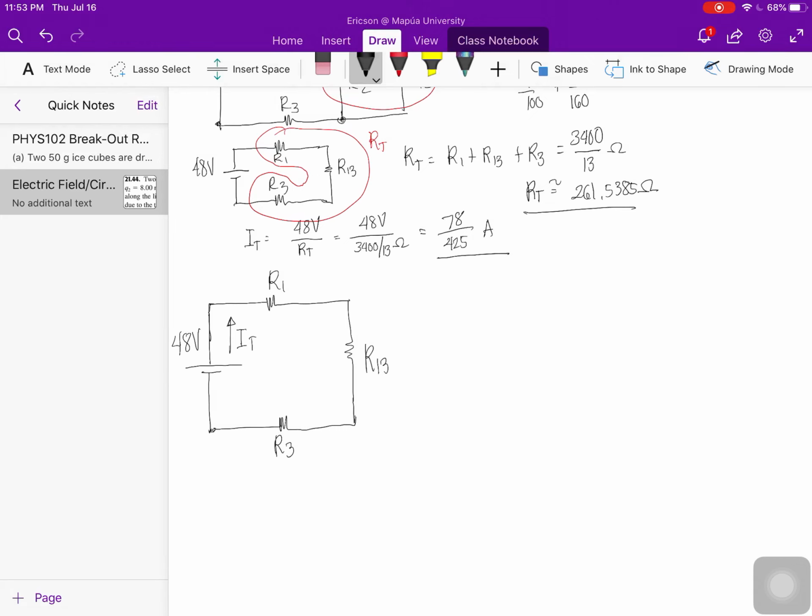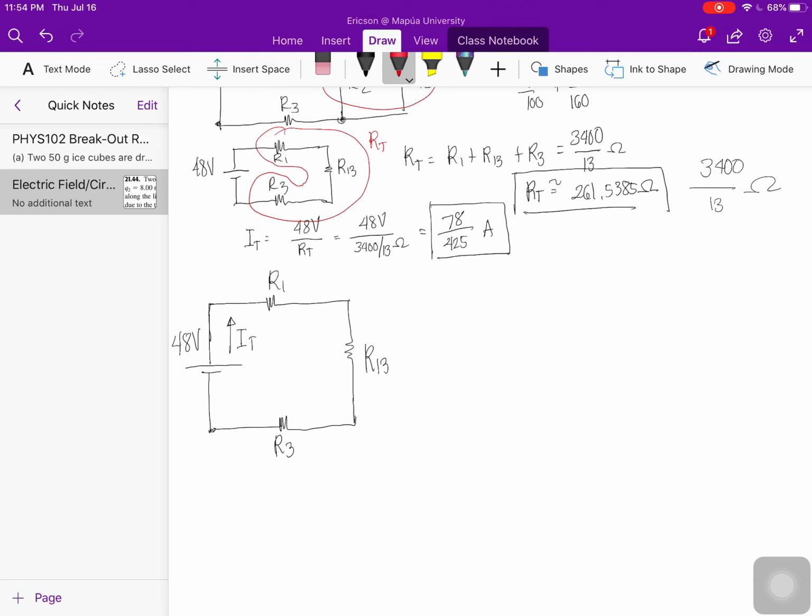Okay, now to compute for the individual currents, again, we have the following answers. Earlier, we have R total equal to 261.5385, or to be exact, that is 3,400 over 13 ohms. And we have a total current equal to 78.425 amperes. So meaning that is I total.